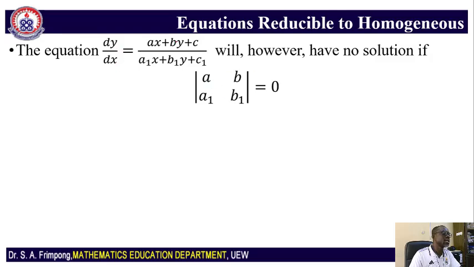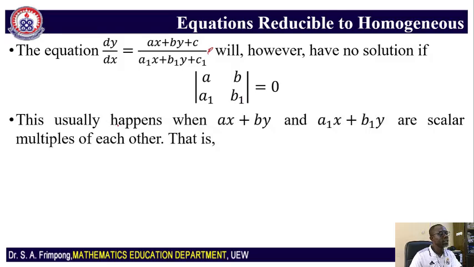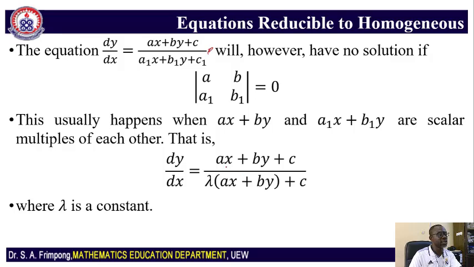The equation dy/dx here will however have no solution if the determinant of the coefficient matrix, a, b, a1, b1, is equal to 0. And this usually happens when ax plus by and a1x plus b1y are scalar multiples of each other. That is, if this is a constant multiple of this, where lambda is a constant.